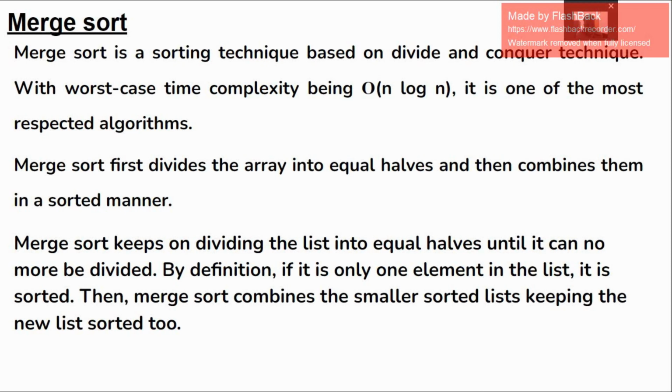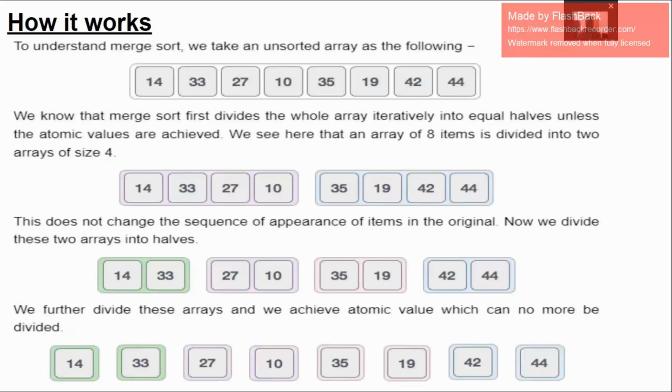Merge sort keeps on dividing the list into equal halves until it can no more be divided. By definition, if there is only one element in the list, it is sorted. Then merge sort combines the smaller sorted lists, keeping the new list sorted too. This is a difficult technique. It is difficult to work with. You just see how it works, but it's difficult. We work on that too.